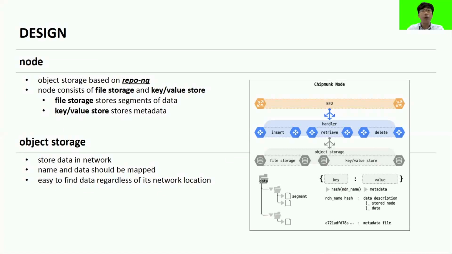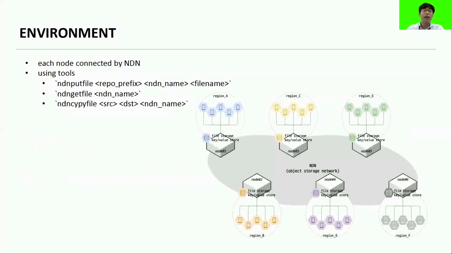A Chipmunk node also provides metadata storage along with the file storage system. The metadata storage is basically a key value store. It provides metadata that is mapped with the result of hashing the NDN name requested by the user as the key. This is analogous to a simple yellow page or an NDNS. Let's take a closer look at the behavior and the demo environment.